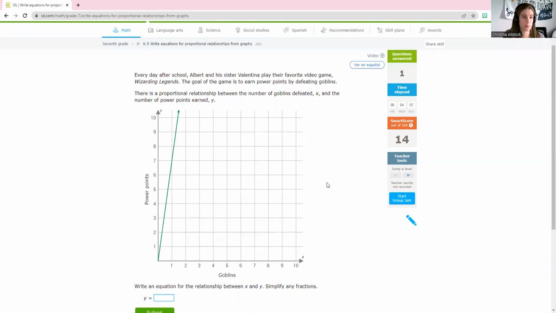So every day after school, Albert and his sister Valentina play their favorite video game, Wizarding Legends. The goal of the game is to earn power points by defeating goblins. There is a proportional relationship between the number of goblins defeated X and the number of power points earned Y. Write an equation for the relationship between X and Y and simplify any fractions.